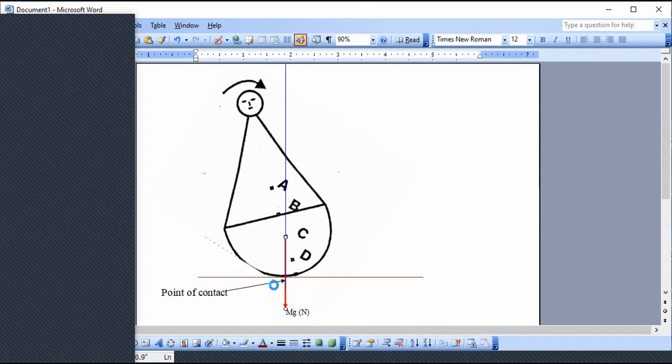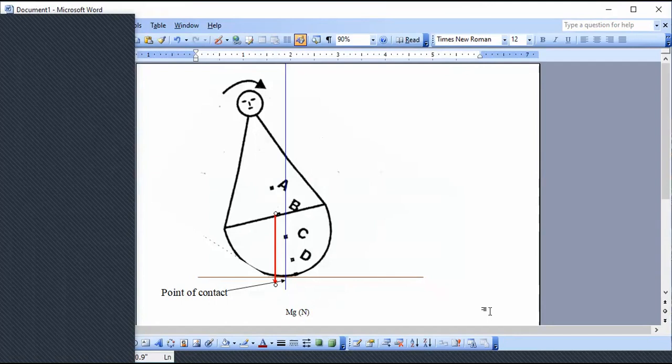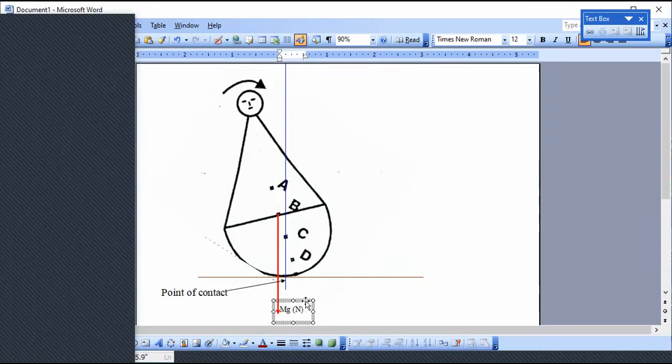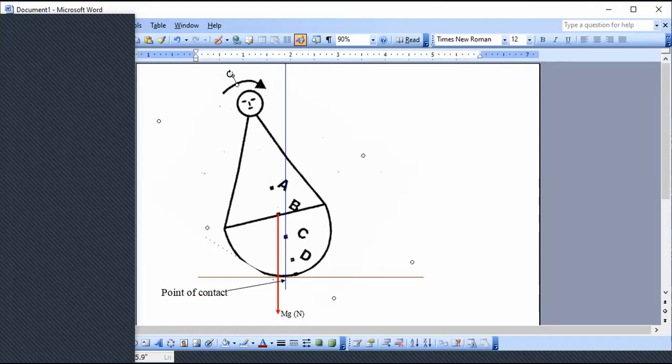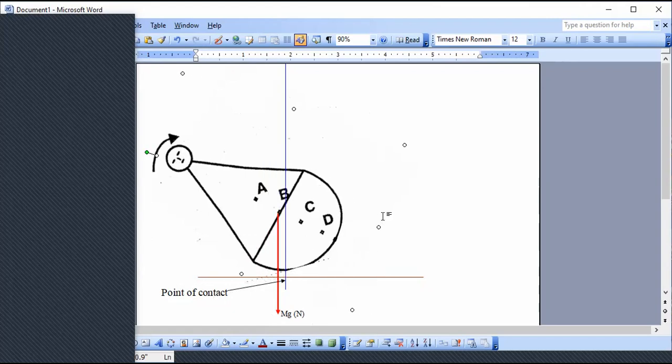If you keep the center of gravity as B, will there be any rotation now? Will there be a rotation in the anti-clockwise direction? Sorry, clockwise direction, not anti-clockwise. There will be a rotation. That rotation will make the toy like this. Am I right? If B is the center of gravity, it will be further rotated and it will fall down. Okay.